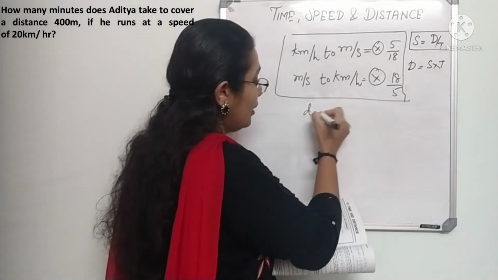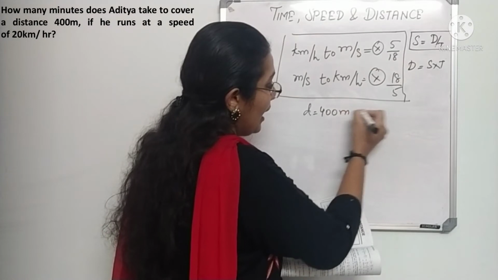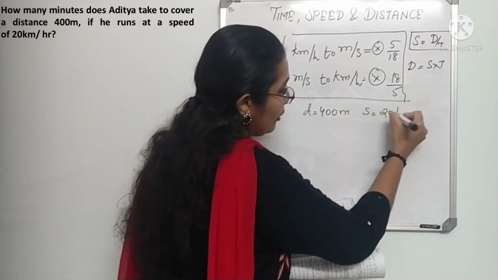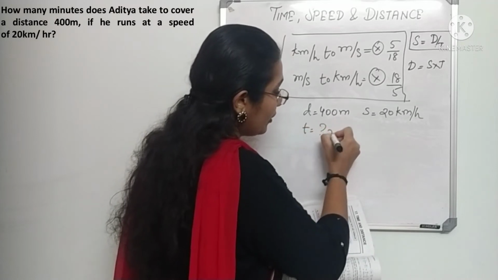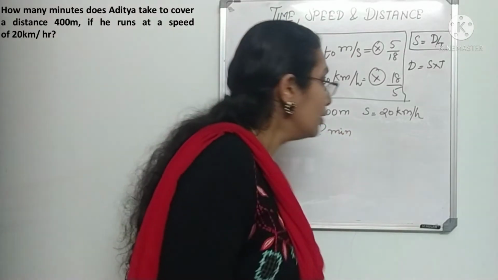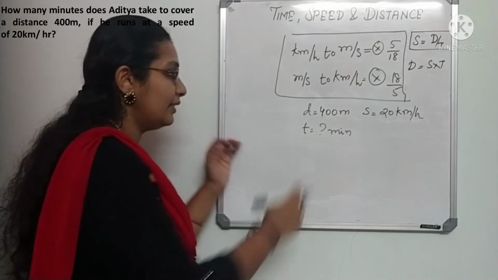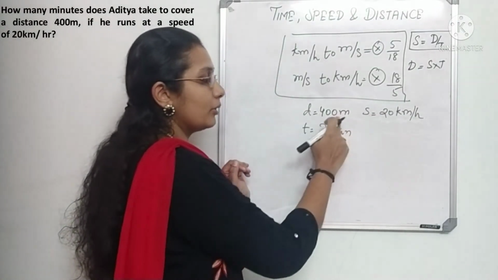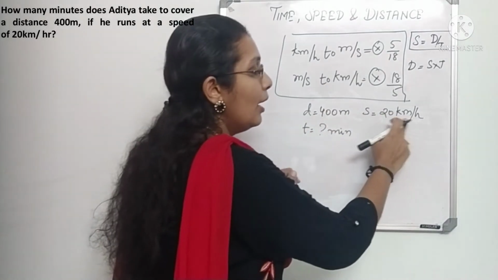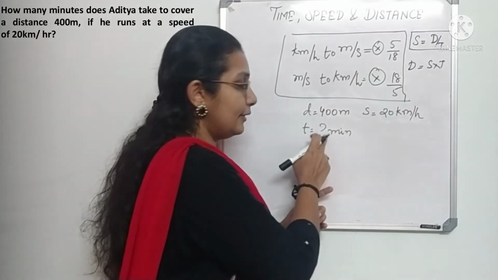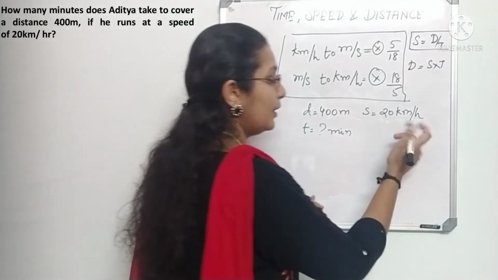So distance is 400 meter and speed is equal to 20 kilometer per hour. And our question is time in minutes. Okay, note this carefully. So, what is the first duty? Check whether you have same units in both. Here it is in meter and here it is in kilometer. So, convert it into meter per second. Then it is easy to find this, right? So, convert the speed into meter per second.